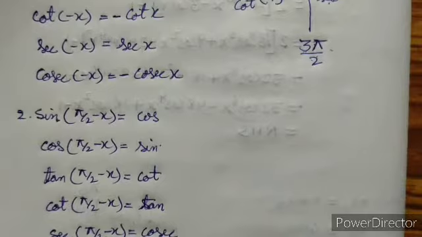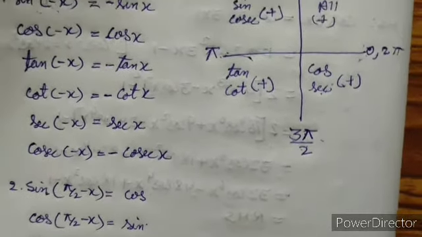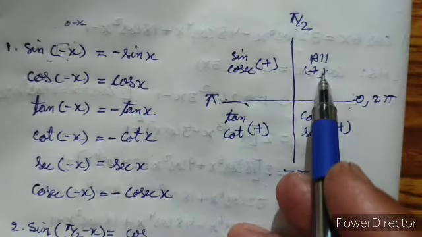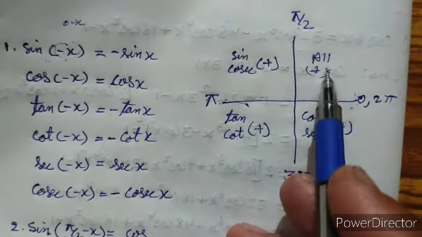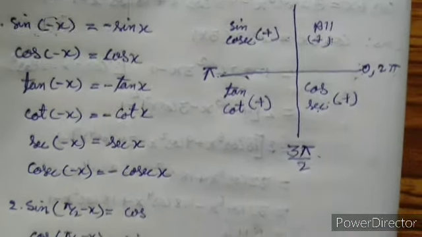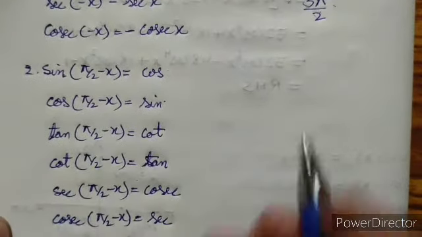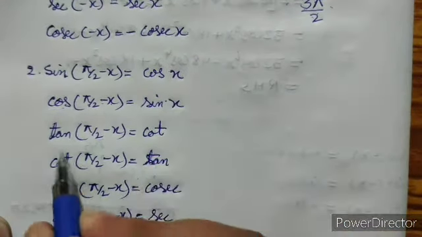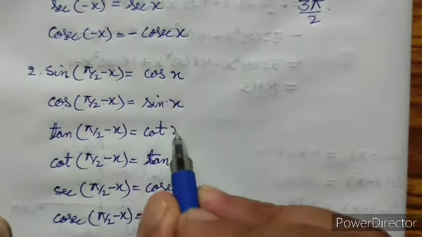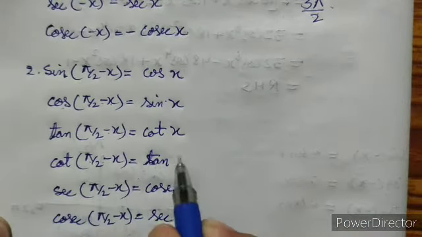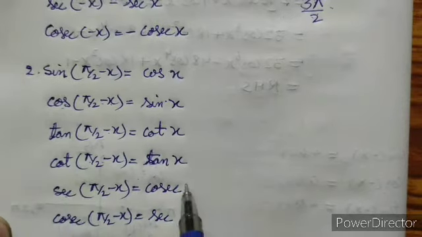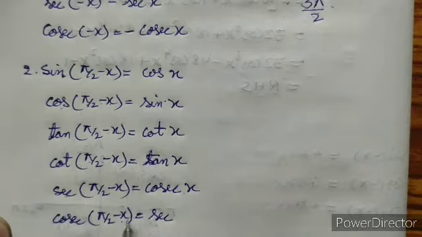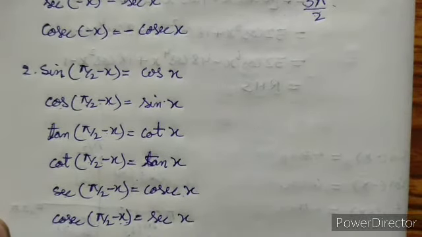Now sine pi by 2 minus x. Pi by 2 minus x will come in the first quadrant, and in the first quadrant all trigonometric functions are positive. So here sine pi by 2 minus x will be equal to cos x, cos pi by 2 minus x will be equal to sin x, tan pi by 2 minus x will be equal to cot x, cot pi by 2 minus x will be equal to tan x, sec pi by 2 minus x will be equal to cosec x, and cosec pi by 2 minus x will be equal to sec x.